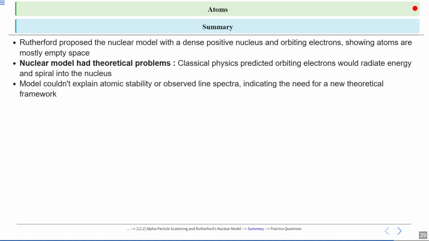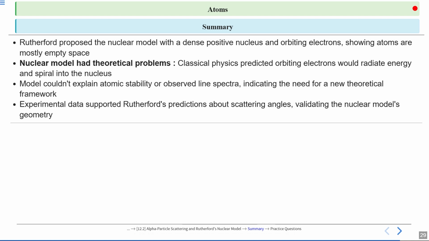The nuclear model also couldn't explain why atoms only emit or absorb certain colors of light, known as line spectra. If electrons could have any energy, we would see a continuous spectrum, but experiments show only specific lines. This told scientists that a new theory was needed to explain atomic stability and this unique spectra.